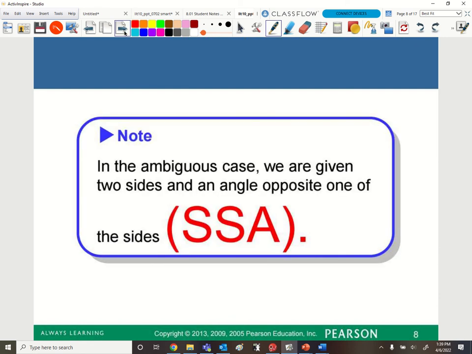Now, this is where it happens. Ambiguous case, we're given two sides and an angle opposite one of the sides. So they say side, side, angle, but we all know this is angle, side, side. Because when we get an angle, side, side, this is the ambiguous case.